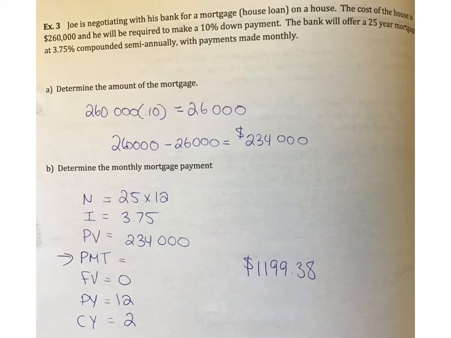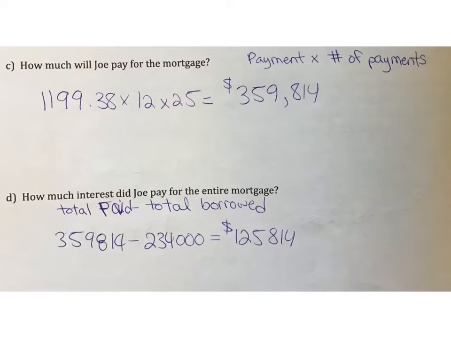So he's borrowing the $234,000, so that's a positive value. He's taking that from the bank. His future value is 0, so that's important because he wants to pay down the loan. So at the end of this 25 years, he will owe no money. So the future value would be 0. Monthly payments for PY of 12 and CY compounding for 12. So if you use your solver, you get a monthly payment of $1,199.38.